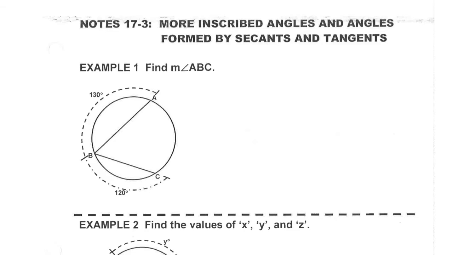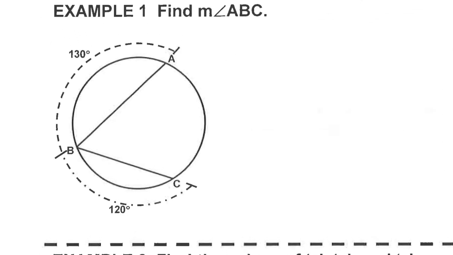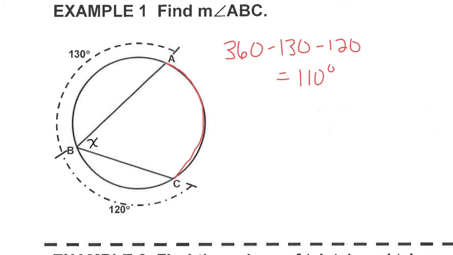All right, guys, so we're going to start note 17.3 today. This is just a review of 17.1 and 2, so we're just going to go through it pretty quick. The first one says, find the measure of angle ABC. That would be this angle right here. The arc it intercepts is this arc right here, and I know everything else except for that piece. So I can take 360, subtract 130 and 120, and I get that arc length is 110 degrees. Now, an inscribed angle is half of its intercepted arc, so 110 divided by 2 gives us the measure of angle ABC, which is 55 degrees.